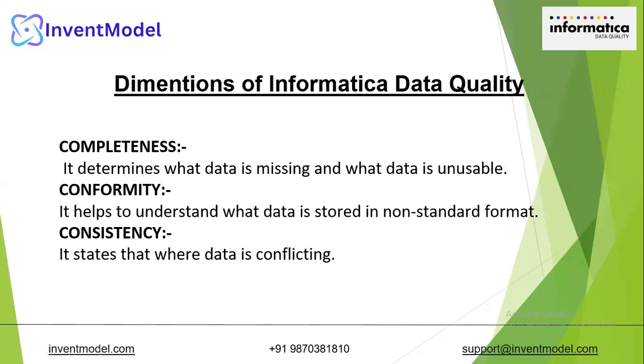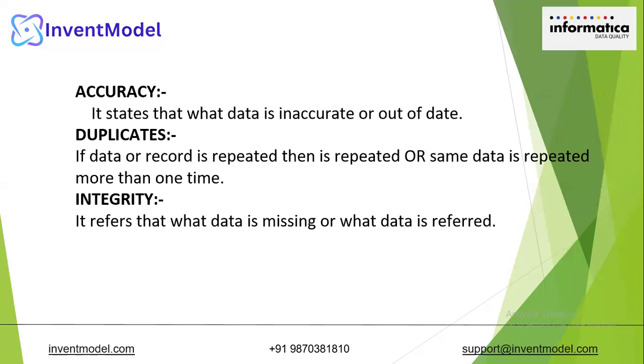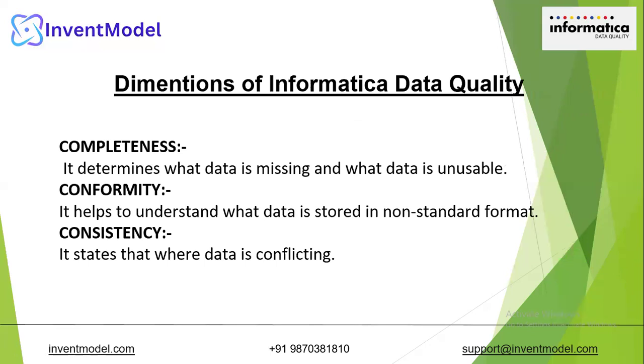Next, we are going to see the various dimensions of Informatica Data Quality. So here are six dimensions. First is completeness, next is conformity, third is consistency, fourth is accuracy, fifth is duplication, sixth is integrity. First we are going to see the completeness of data. In basic terms, we can say that it determines what data is missing and what data is unusable. In the first point, we are going to determine whether the data is missing or not.